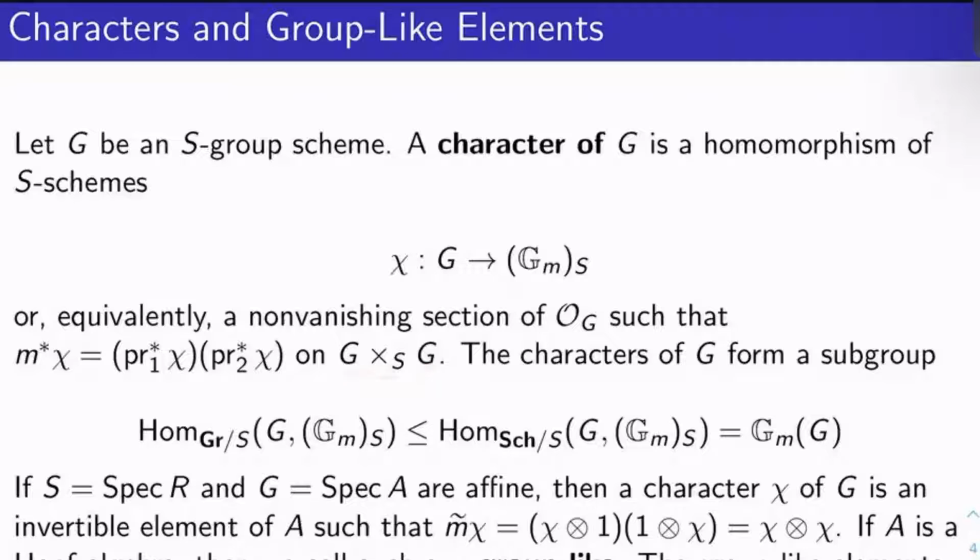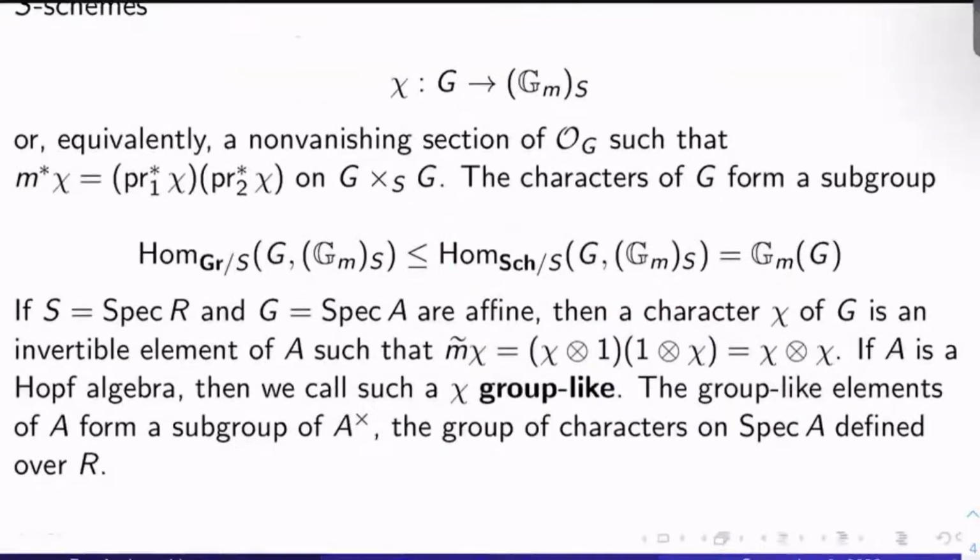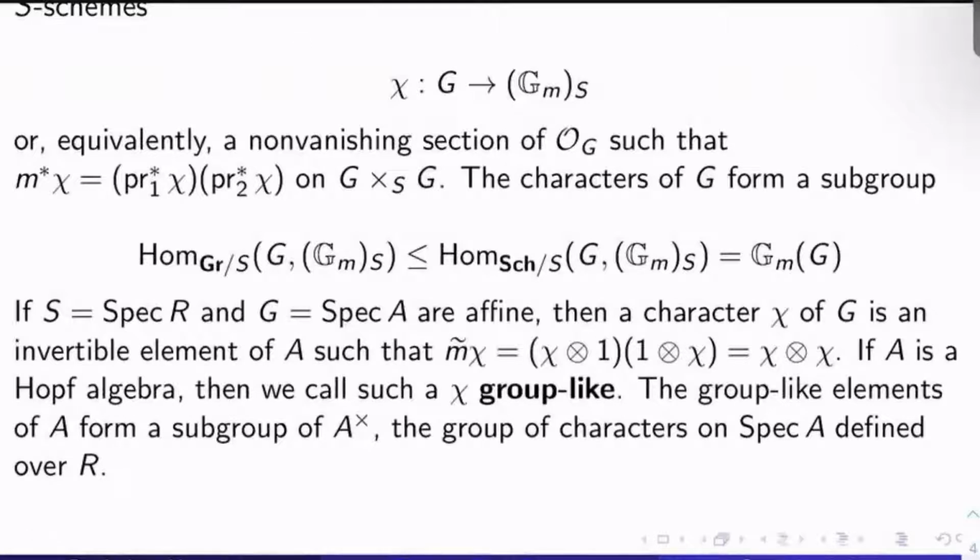Of course, as you probably expected, the characters of G form a subgroup, which we'll call Hom_{S-gr}(G, G_m over S). That's a subgroup of the full set of morphisms in the category of schemes over S from G to G_m over S. And of course, this is just G_m of G by definition, right? But none of this is unexpected if you just think about characters from number theory, for example.